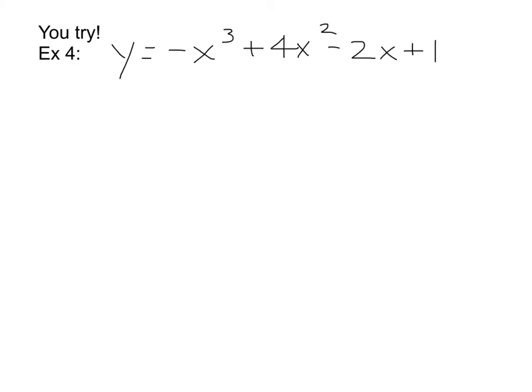Press pause and I want you to determine the number of turning points and the end behavior of the polynomial y equals negative x cubed plus 4x squared minus 2x plus 1.